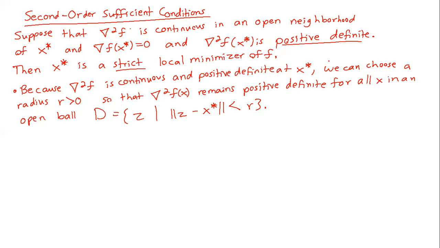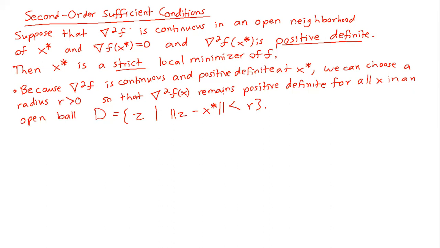So this is the idea that because del squared f is continuous and it's positive definite, there is some range of values, potentially a small radius around this point x star, where del squared f of x must remain positive definite due to the continuity. So here, this is all the points z such that the norm of the difference between z and x star is less than r. We call that a ball.